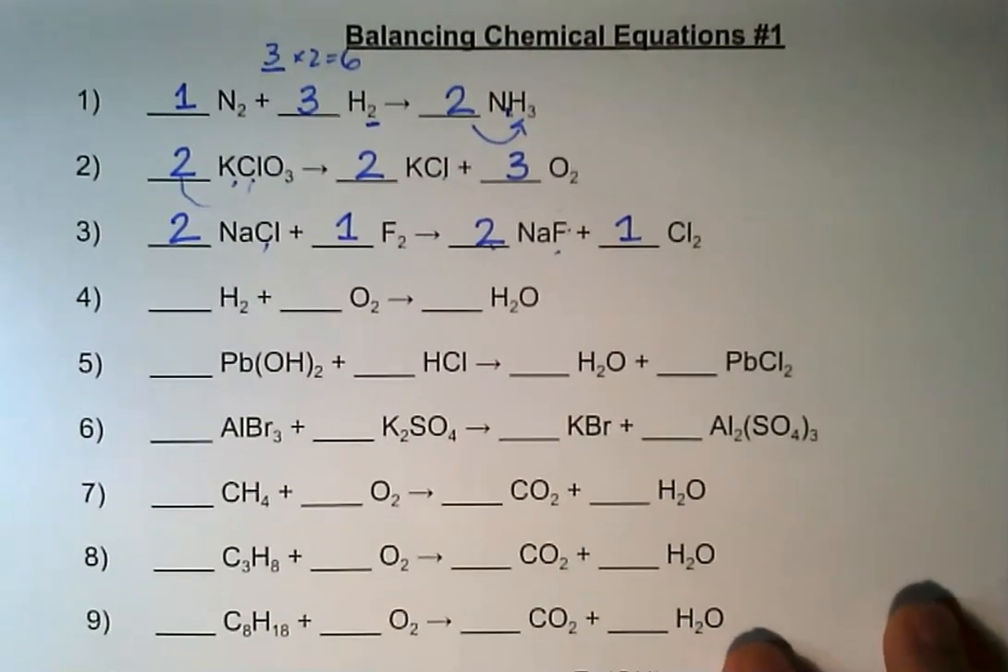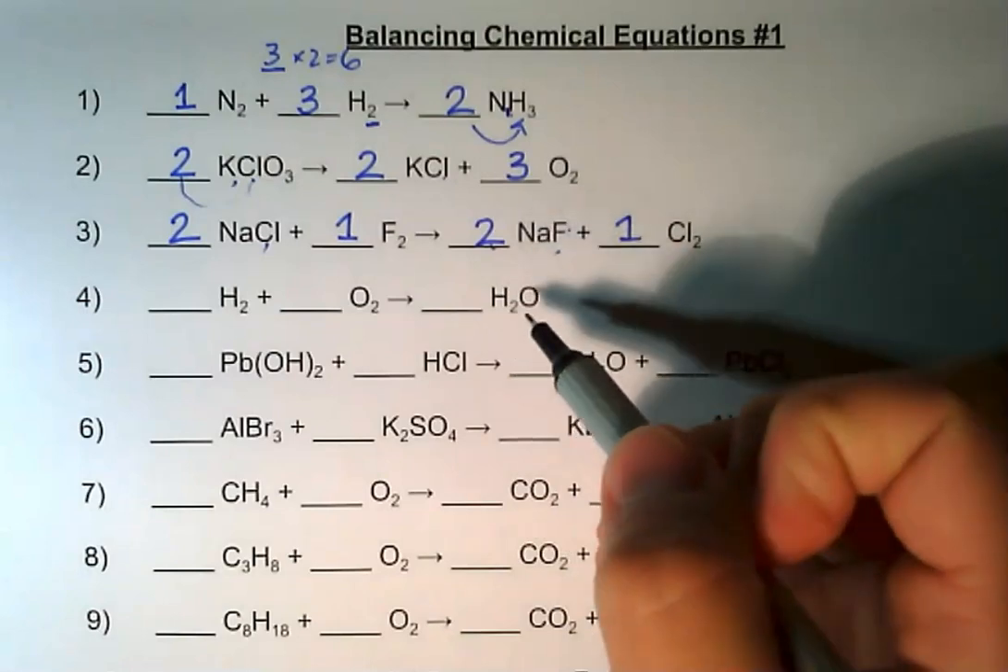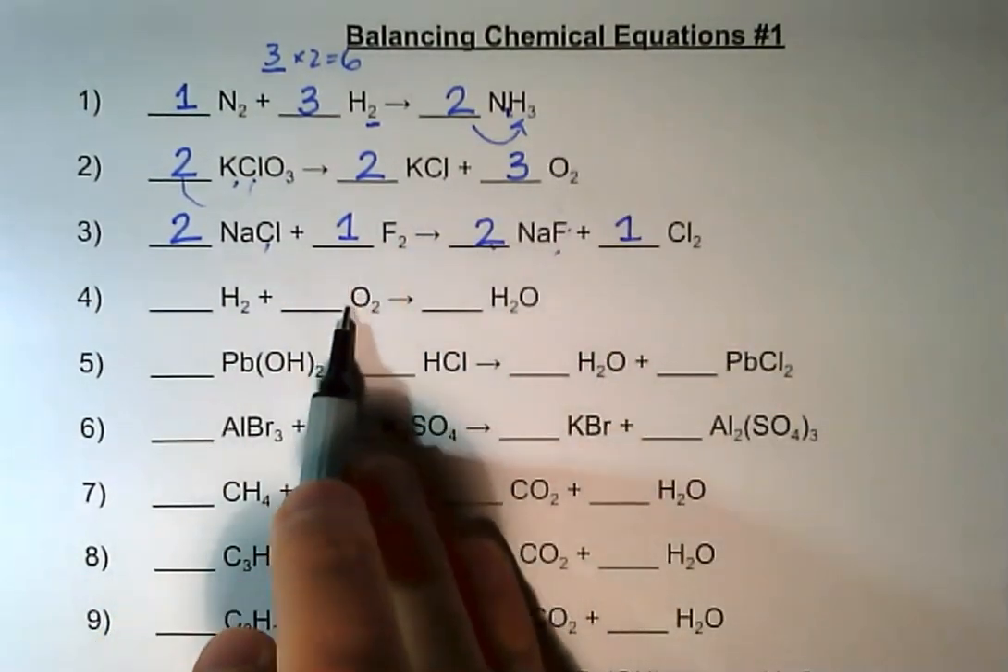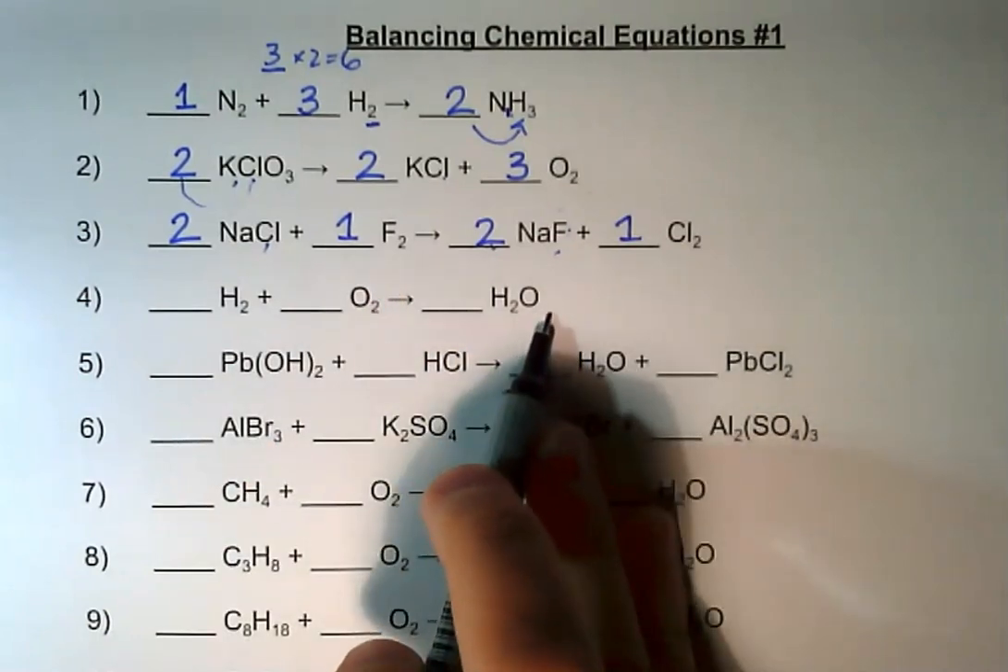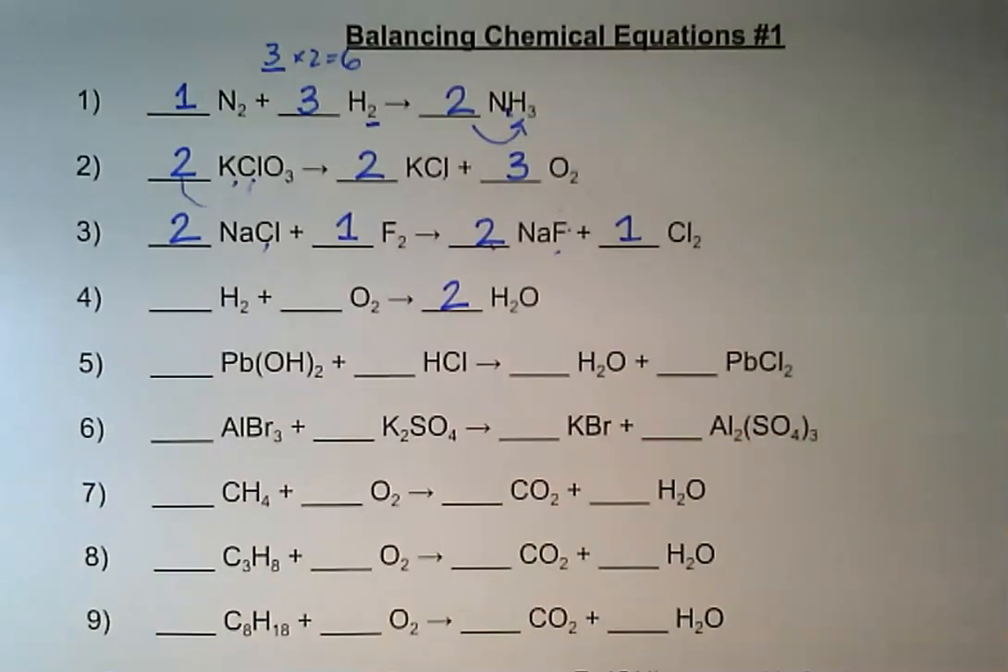Number 4, H2 plus O2 gives us H2O. We've looked at this problem a lot. The first thing that we notice is that oxygen is the only thing out of balance. So we have 2 oxygens on the reactant and only 1 on the product side. So I'm going to double H2O by putting a 2 out front.